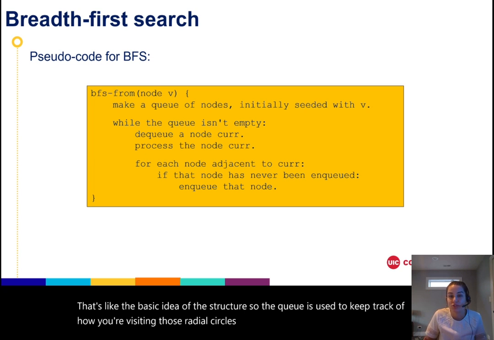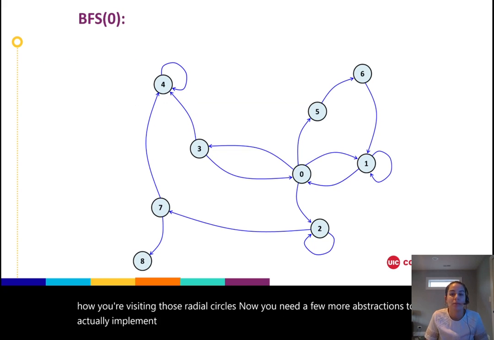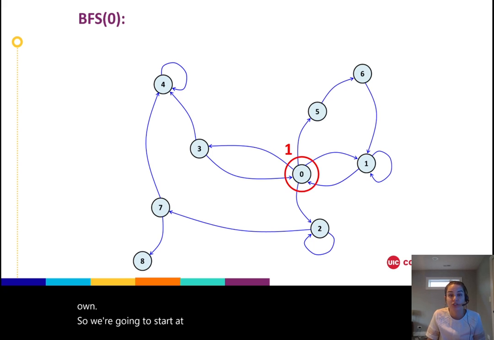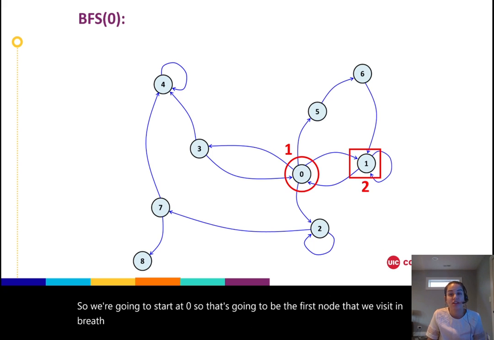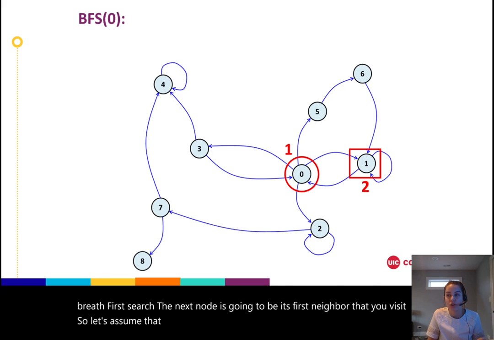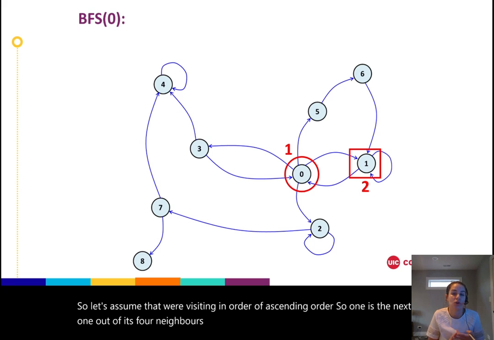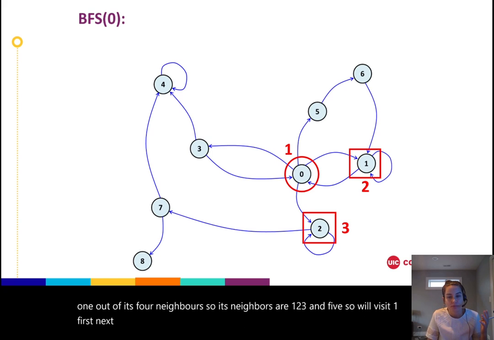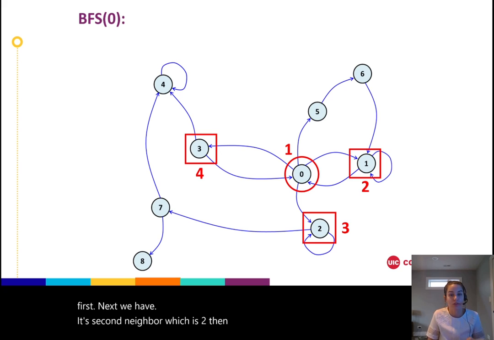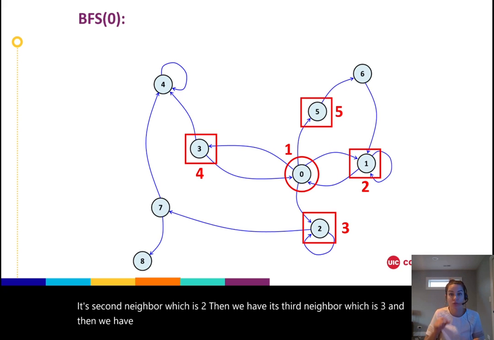Now, you need a few more abstractions to actually implement this algorithm, but let's just walk through it once on our own. So we're going to start at 0. That's going to be the first node that we visit in breadth first search. The next node is going to be its first neighbor that you visit. So let's assume that we're visiting in ascending order. So 1 is the next one out of its 4 neighbors. Its neighbors are 1, 2, 3, and 5. So we'll visit 1 first. Next we have its second neighbor, which is 2. Then we have its third neighbor, which is 3, and then we have its fourth neighbor, which is 5.